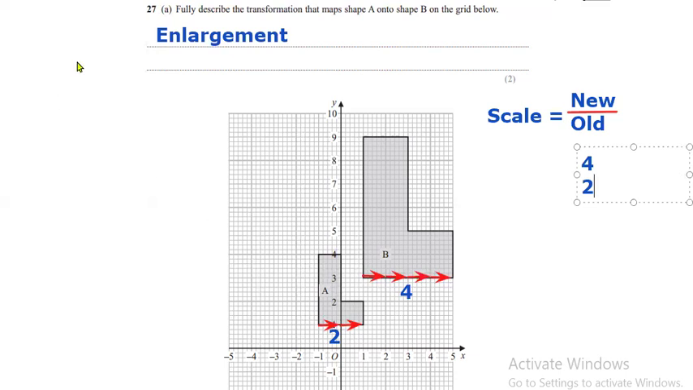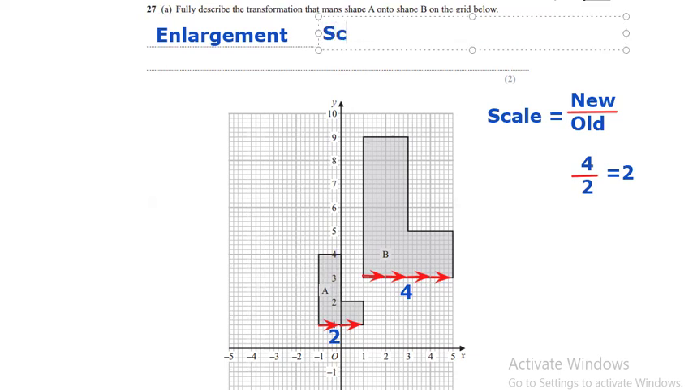When you divide 4 over 2, the answer is 2. And because the shape became bigger, this means the scale is positive 2. So we say scale equals positive 2, or you can write 2 with no need for the positive. But if it's negative, you have to write the negative sign. Now we found the scale.